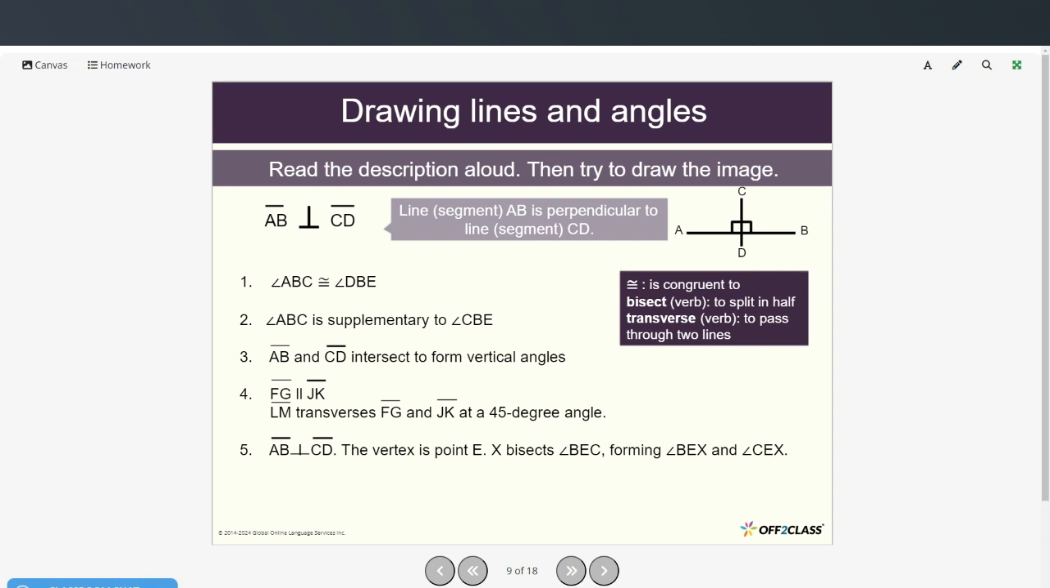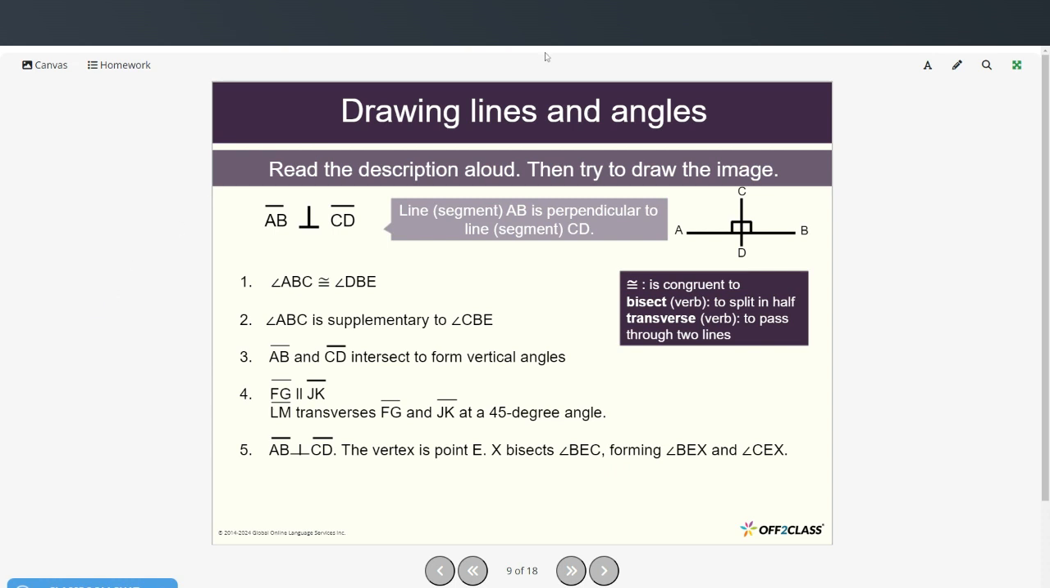Line segment AB and CD intersect to form vertical angles. Line segment FG is parallel to line segment JK, and line segment LM transverses line segment FG and line segment JK at a 45-degree angle. And line segment AB is perpendicular to line segment CD. The vertex is point E. X bisects angle BEC, forming BEX and CEX.